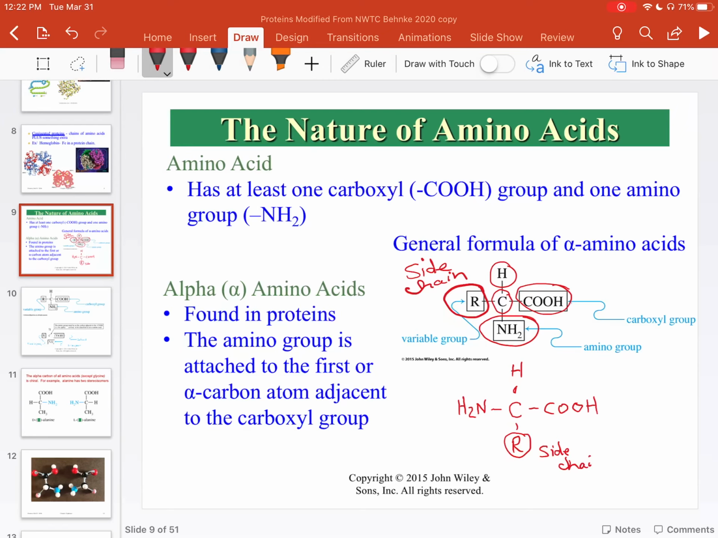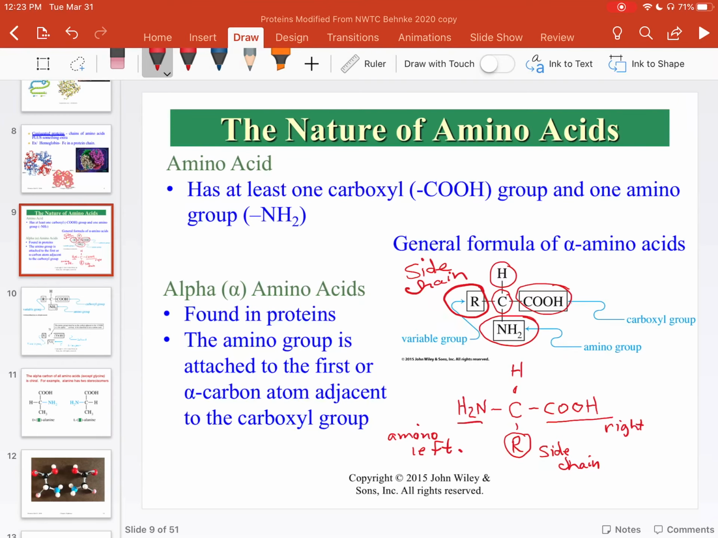The main thing about the way I've represented this is that I have my carboxyl group on the right, and I have my amino group on the left. And if I continue to represent these in this way, it will help when we start talking about how amino acids come together to form proteins.